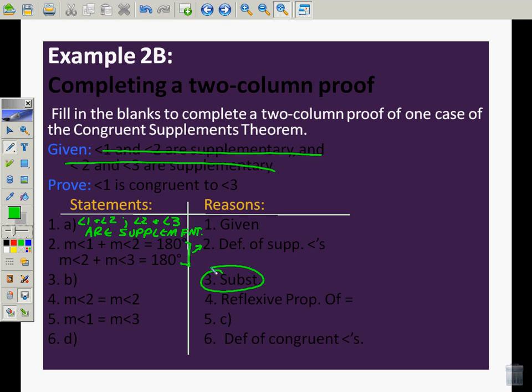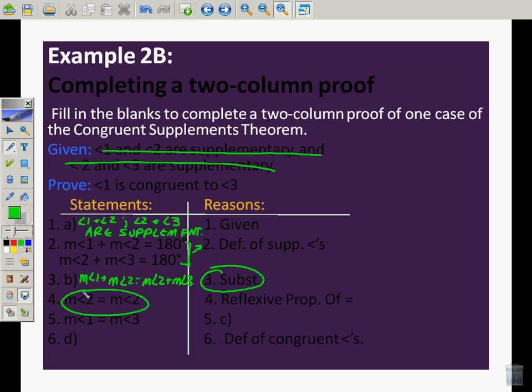Let's look at what happens here. I'm going to substitute measure of angle 1, okay? I'm setting those equal to each other now. Okay? Because when I do that, I'm going to say measure of angle 1 plus measure of angle 2 is equal to measure of angle 2 plus measure of angle 3. They're both equal to 180, so I set them equal to the same thing. Now, measure of angle 2 is equal to measure of angle 2. That's reflexive property. Measure of angle 1 is equal to measure of angle 3.